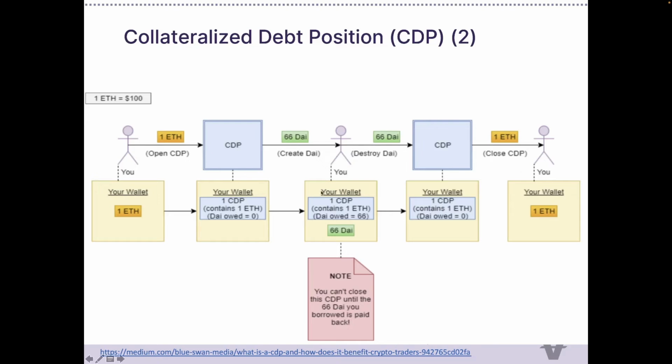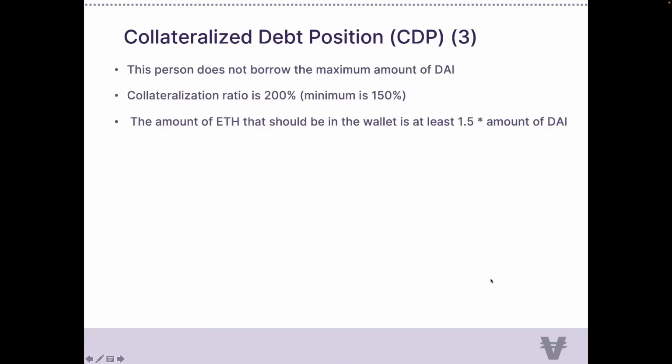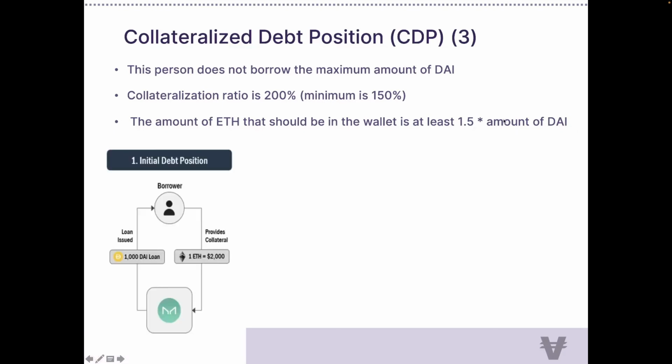So yeah, to clarify this even more, I chose to give a slightly different example where the person does not borrow the maximum amount of DAI, where the collateralization ratio is 200%, so it's higher than the minimum. And once again, this is a reminder: the amount of ETH that should be in the wallet is at least 1.5 times the amount of DAI that you have borrowed.